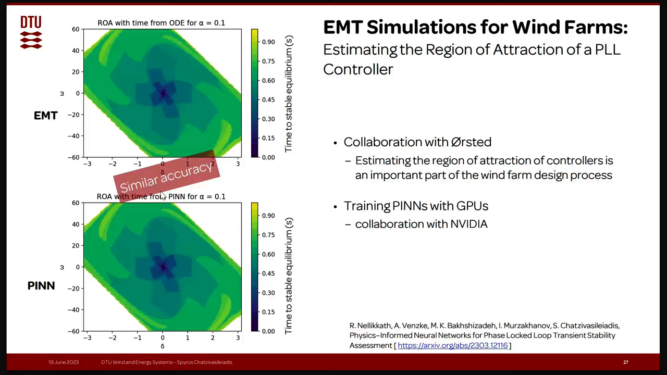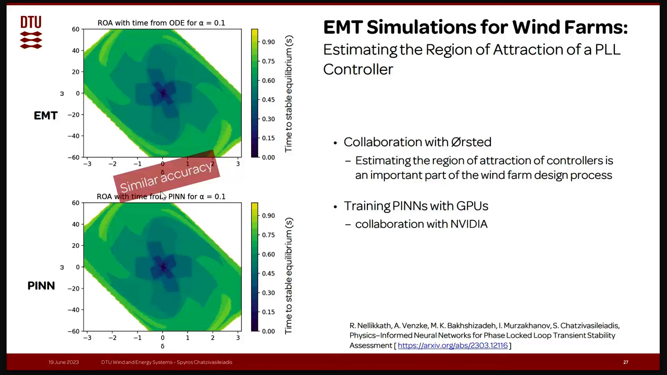We took the model that they use, which is actually electromagnetic transient simulations. These are very fast, microsecond step simulations. And we trained a physics-informed neural network in order to estimate the region of attraction. The idea is that I try to find which operating points, or let's say disturbance points, will converge to a stable equilibrium point or not. So I have a lot of points based on disturbances, right? How many will converge to stability and how many will diverge?